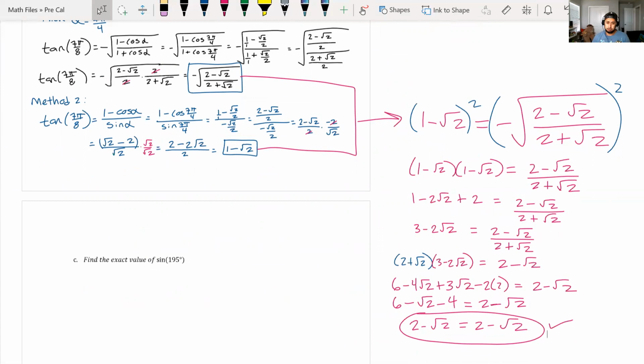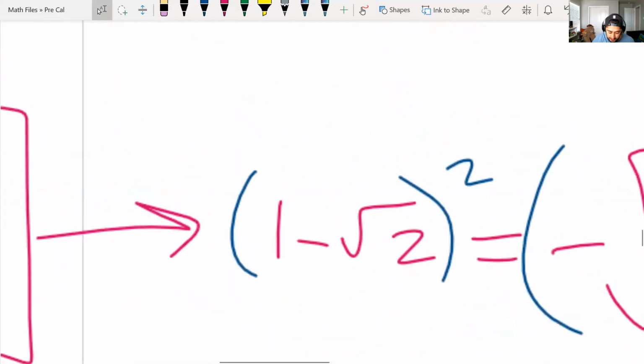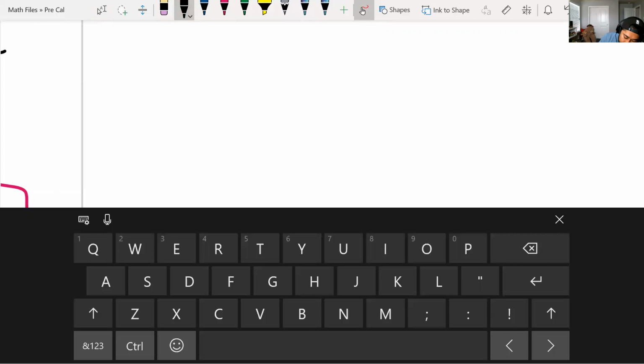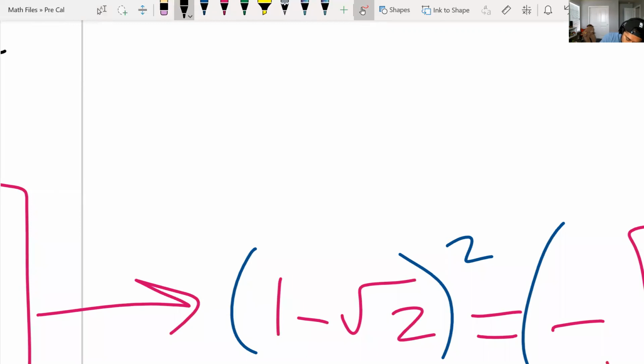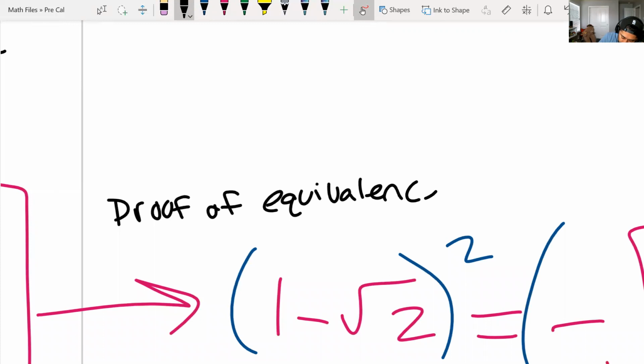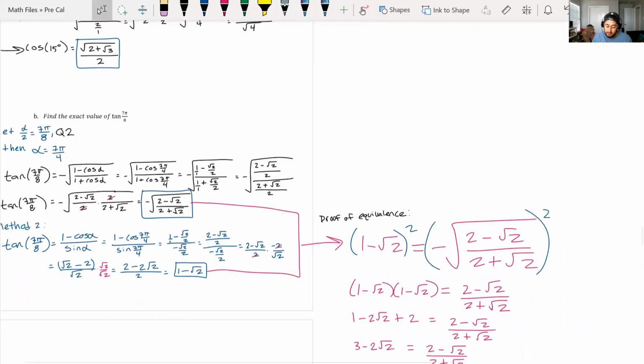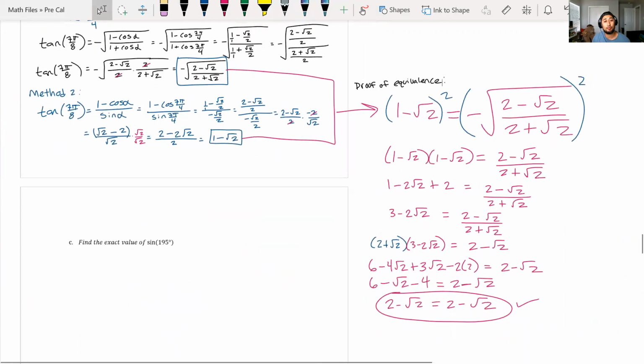Yeehaw. Okay, what will I put? Proof of equivalence. Perfect. Okay, cool. Do you have to do that? No, but this is to show you that you get equivalent answers that look different, okay? All right.